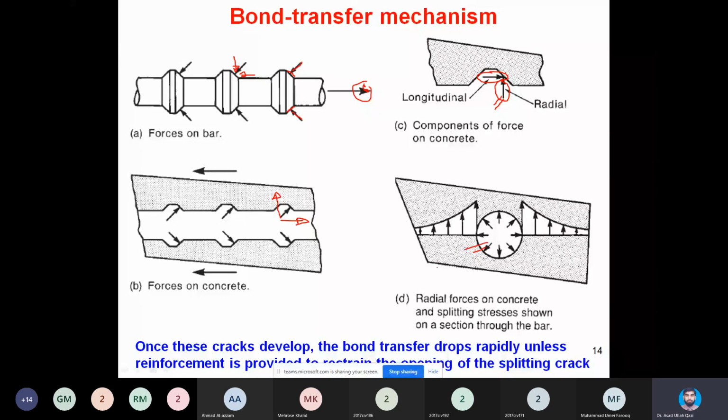Radial forces on concrete, and if that pressure exceeds the concrete tensile stress, then there are chances that splitting of the concrete cover will take place, because concrete surrounding the bar will act like a cylinder subjected to internal pressure. So these hoop stresses are being generated in the shell concrete, and once the stresses exceed the tensile strength of concrete, splitting of the concrete may take place.